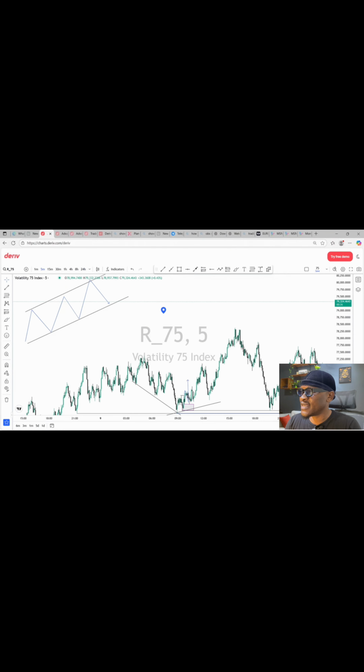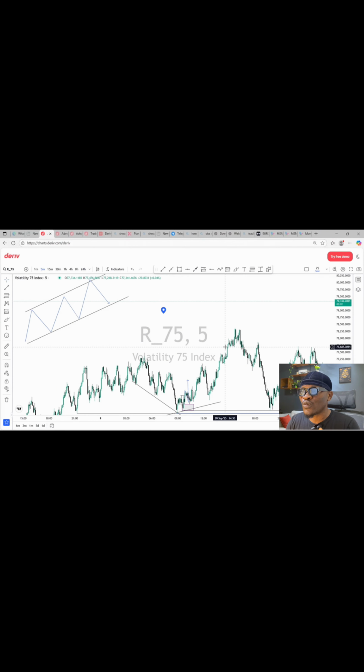Now I need to state this: if you are in an uptrend and you're looking to buy, you're looking out for a break of structure to the upside. But if you are in a downtrend, you're looking to sell, you're looking out for breaks of structure to the downside. In this market, we were in an uptrend, obviously, so we're looking for a movement that will break this previous high.